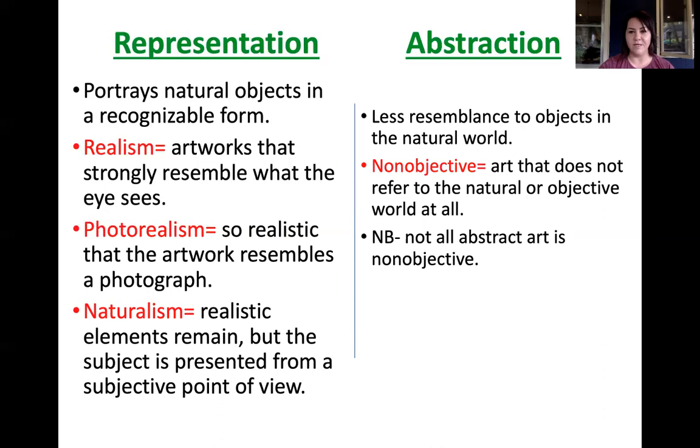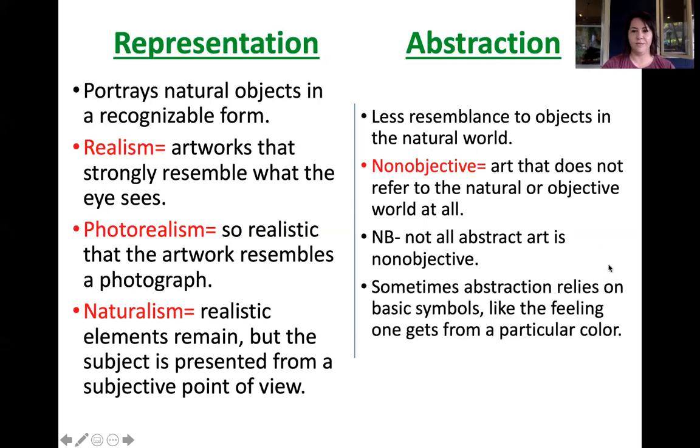Not all abstract art is non-objective. So non-objective art, there's a school of painting called color field painting, and it is what it sounds like. It's a canvas with one color represented on it. That is a classic case of non-objective art. It's art that does not, as it's described in its name, rely on the appearance of objects whatsoever. Abstraction usually uses things like basic symbols, or the feeling one gets from a particular color to convey meaning to the viewer.